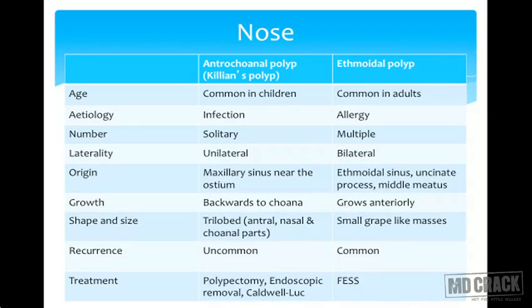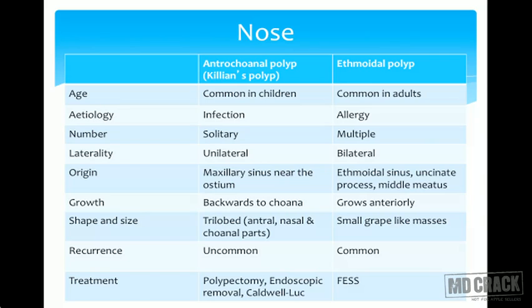Now there are two types of nasal polyps. One is the enterochoanal polyp, also known as Killian's polyp, and the other is the ethmoidal polyp. In this table, we will see the difference between the two. Enterochoanal polyp is more common in children, while ethmoidal is more common in adults. Enterochoanal polyp has an infective etiology, while allergy is responsible for ethmoidal polyp. Enterochoanal polyps are usually solitary and unilateral. Ethmoidal polyps are multiple and bilateral.